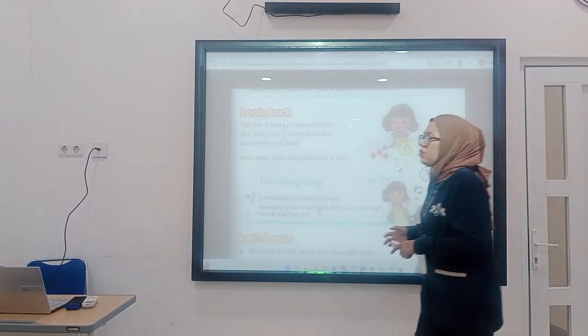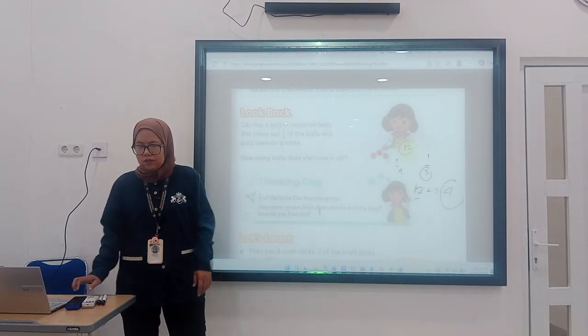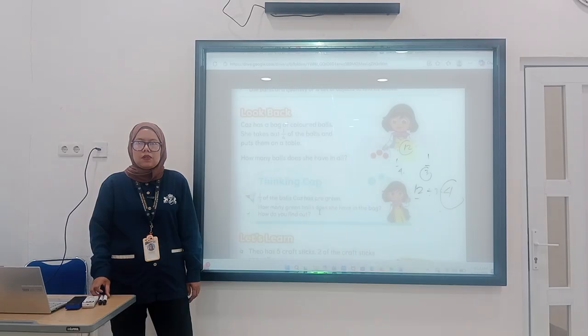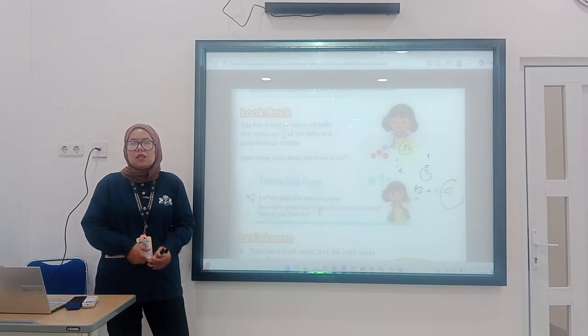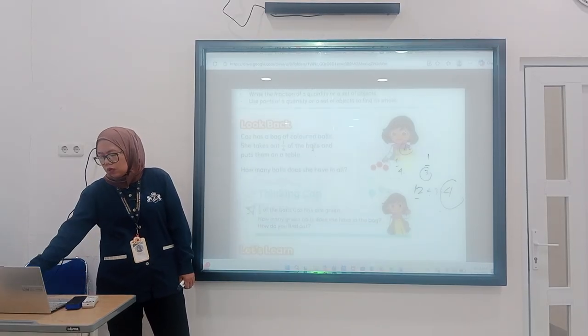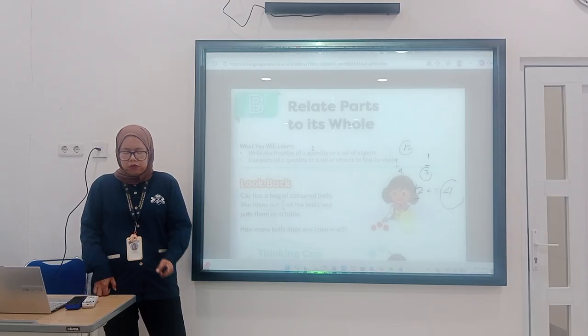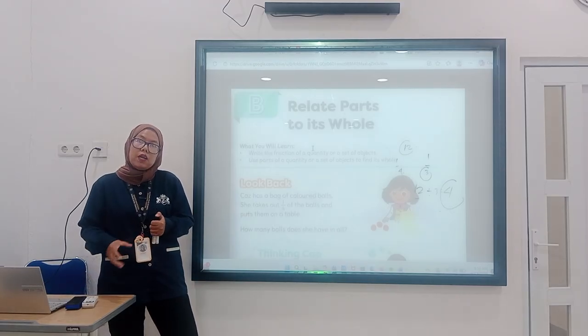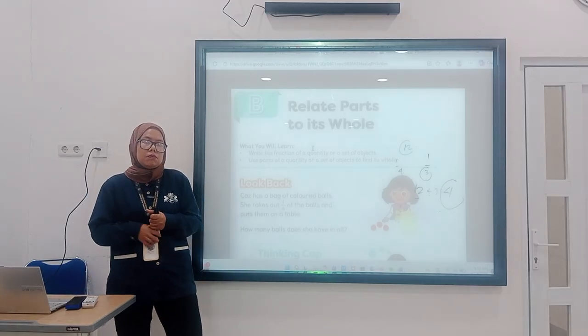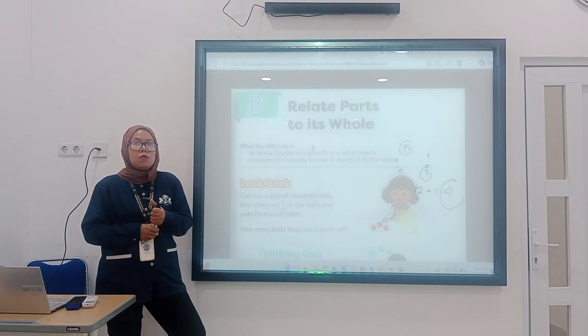Okay, Miss. I think that's all. So in math, you will learn about this. Use the fractions too. We talk about the related part of each whole. So students will know or analyze how many numbers of something from the whole part.